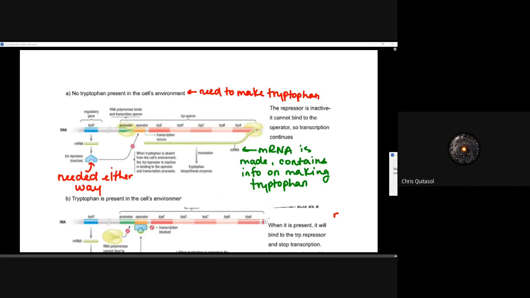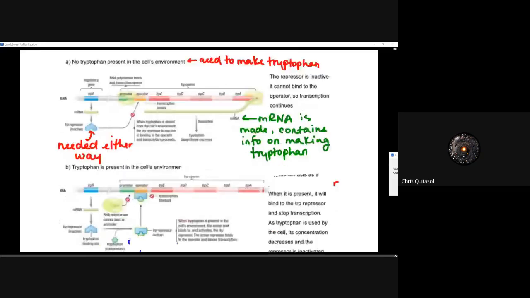So lack of tryptophan, we need to make that molecule. It needs that amino acid. It's going to make it. All that operon will be transcribed. Production of tryptophan can ensue.